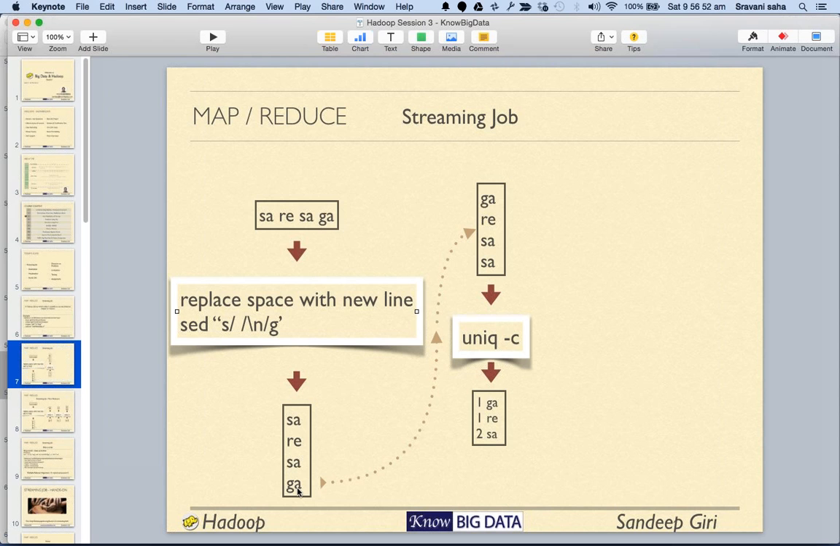So yes, mostly the streaming works only with the text file. To make it work with the binary file, you need to have the program which can take the binary data as input. For example, if you have used a command called tar, or a command called zip in Unix, they all accept binary data on the standard input.